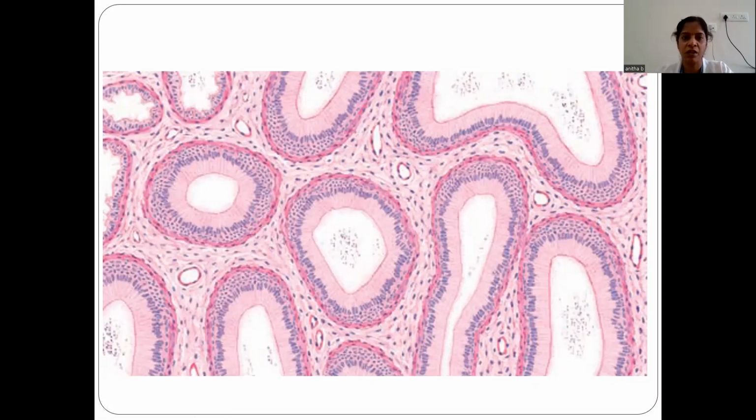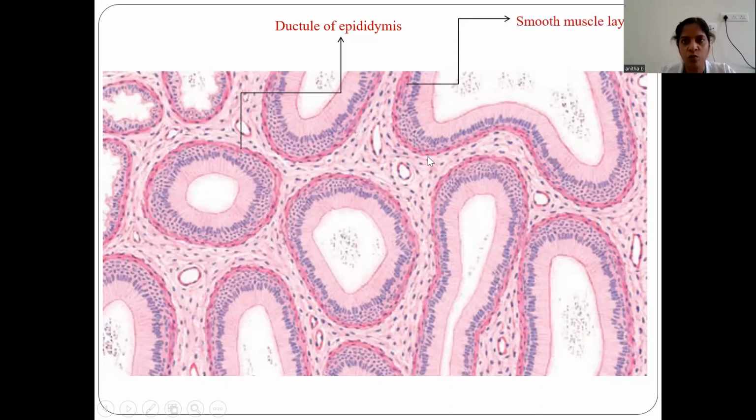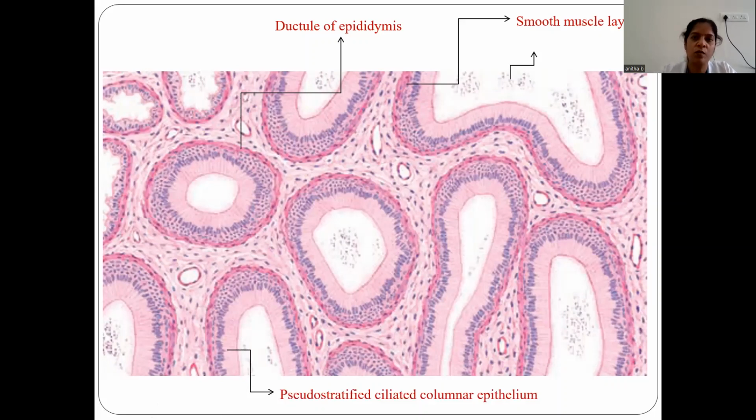So you have to differentiate the testis from the epididymis. What are these rounds? They are the ductules of the epididymis. When you see each ductule, it is lined by what? The smooth muscle layer. Then what is this epithelium? Pseudo-stratified ciliated columnar epithelium. Then what is this collection? That is the sperms.